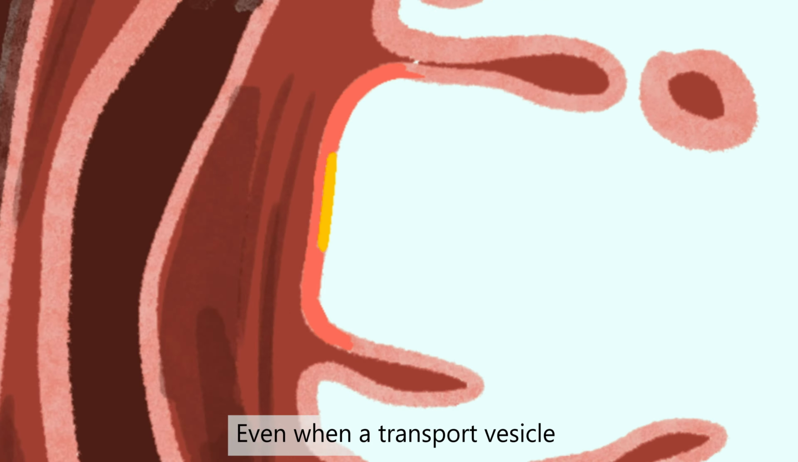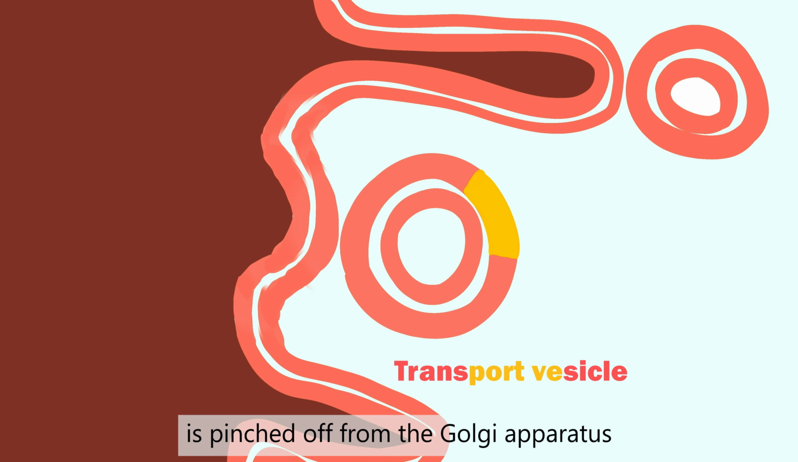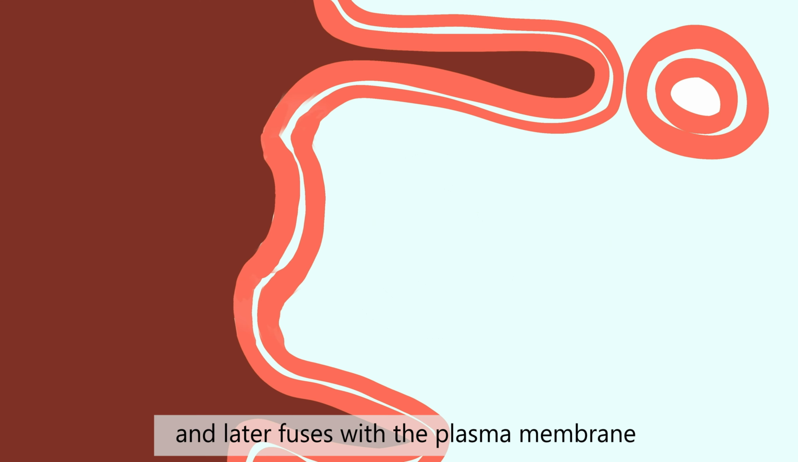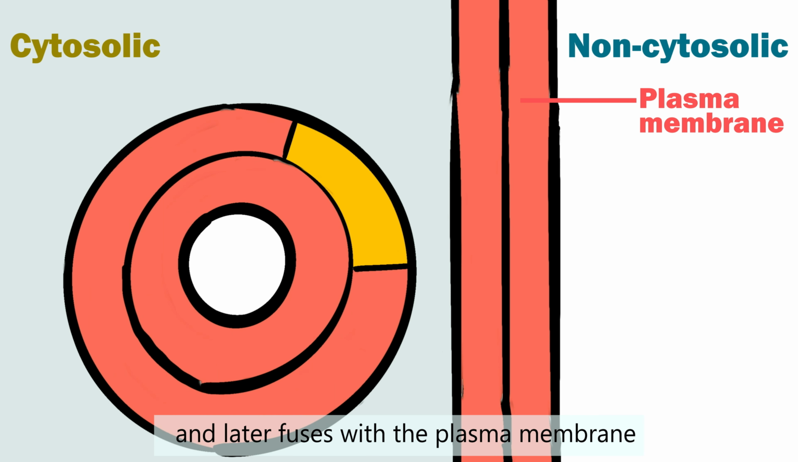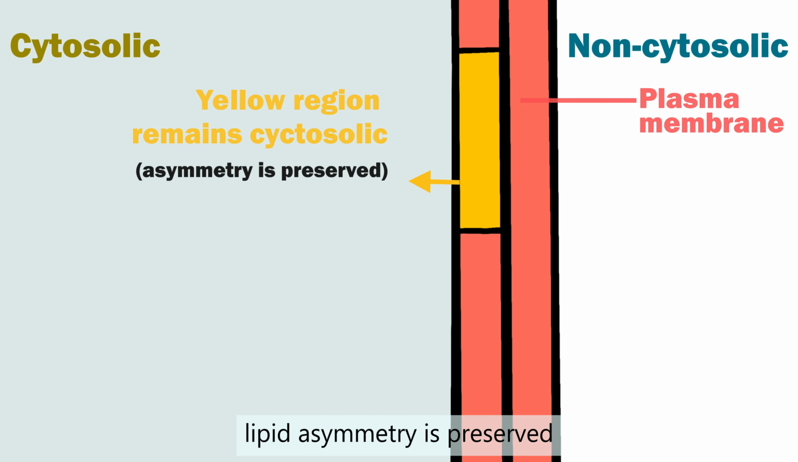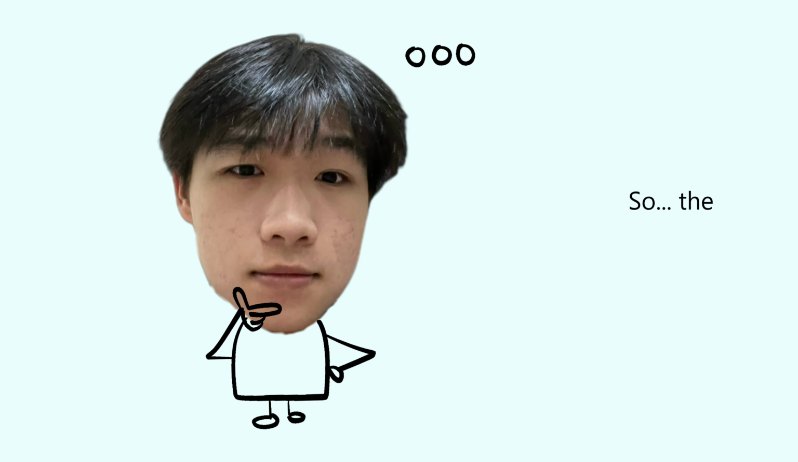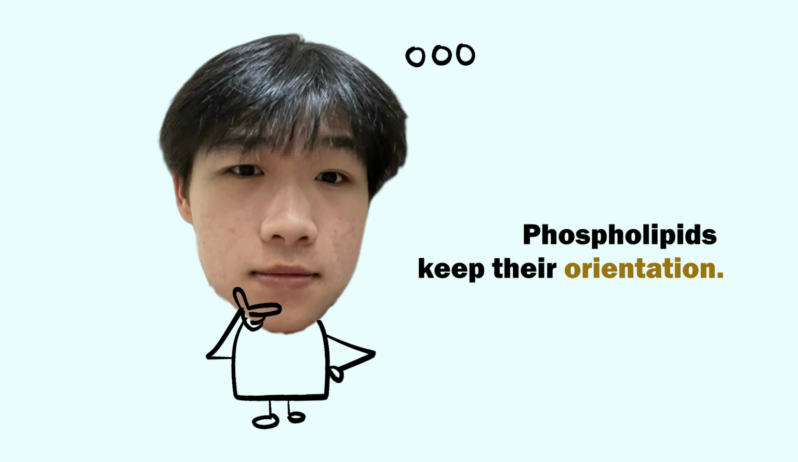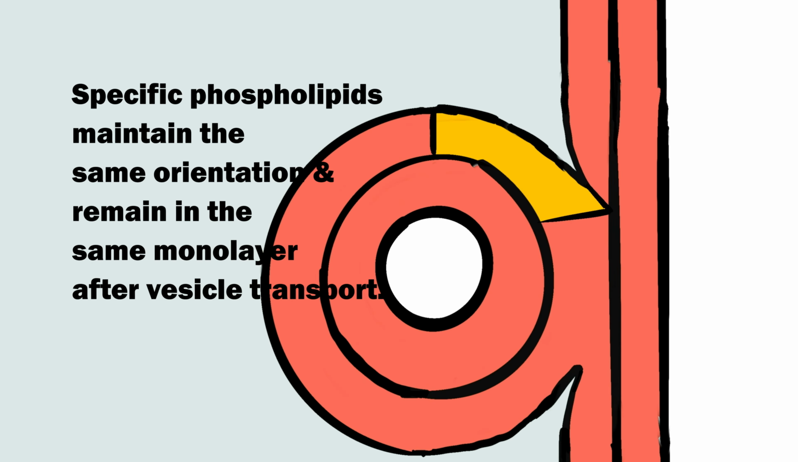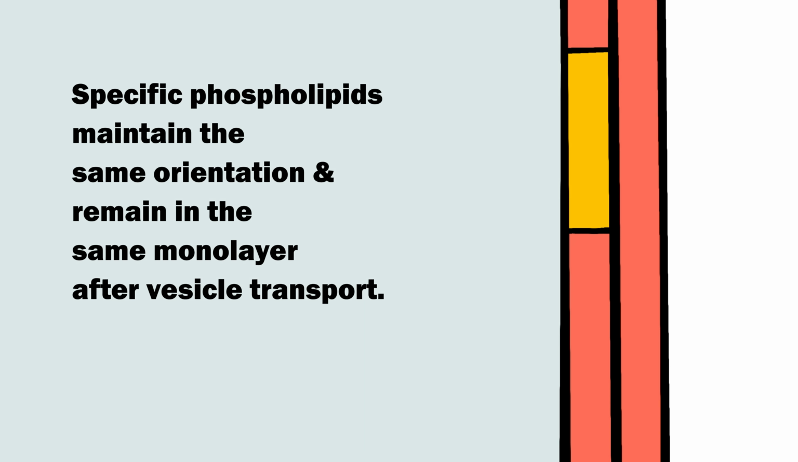Even when a transport vesicle is pinched off from the Golgi apparatus and later fuses with the plasma membrane, lipid asymmetry is preserved. So, the phospholipids keep their orientation. Exactly. Specific phospholipids maintain the same orientation and remain in the same monolayer after vesicle transport.